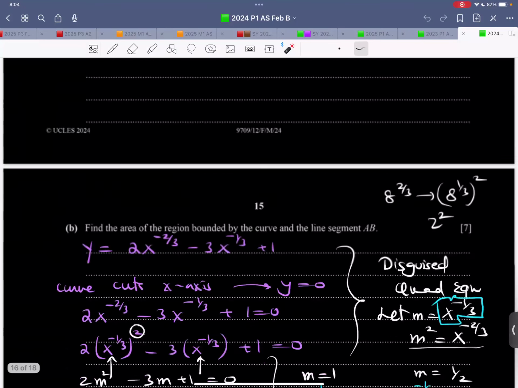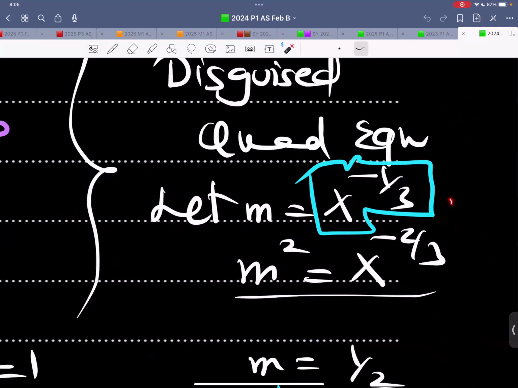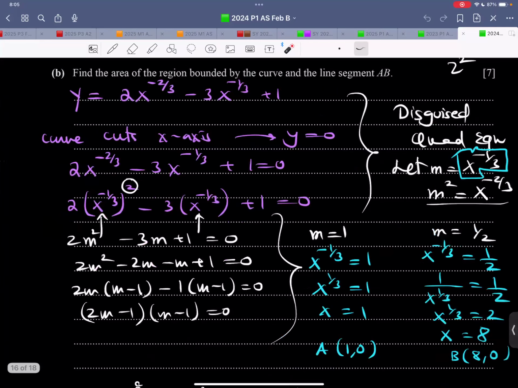So now over here, first things first, that's the equation. The curve cuts the x-axis, therefore y coordinate is 0. 2x raised to power of minus 2/3 minus 3x raised to power of minus 1/3 plus 1 equals 0. It's a disguised quadratic equation because the highest power and the second highest power are in a ratio of 2:1. So let m equal x raised to power of minus 1/3. m squared is x raised to power of minus 2/3. So this is 2m squared minus 3m plus 1 equals 0.